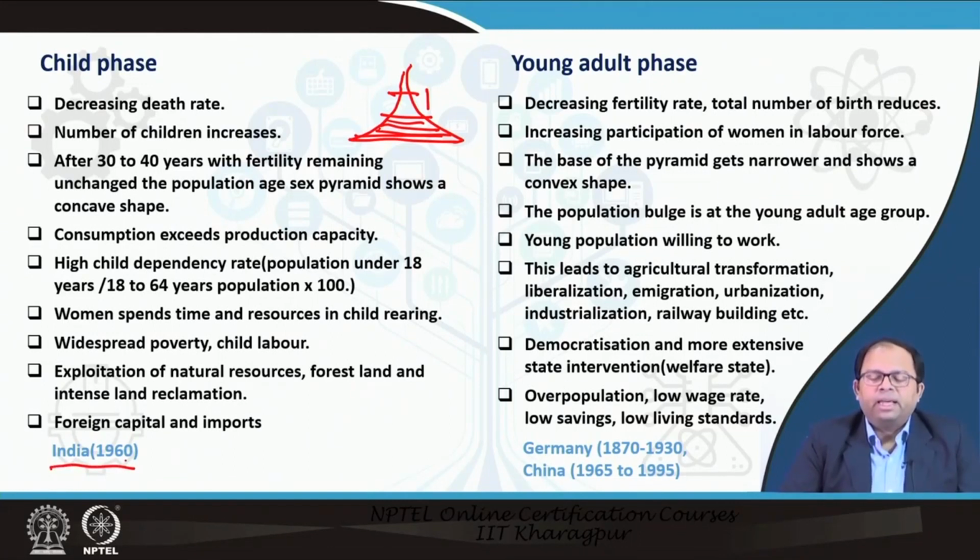And similarly, the next phase we can call the young adult phase. Here we see a decreasing fertility rate. That means the increasing fertility rate of yesterday is now coming down, and the total number of births reduces. Now we can see increasing participation of women in the labor force, which is also a cause of the lower fertility rates. The base of the pyramid gets narrower and shows a convex shape. That means the pyramid now becomes something like this.